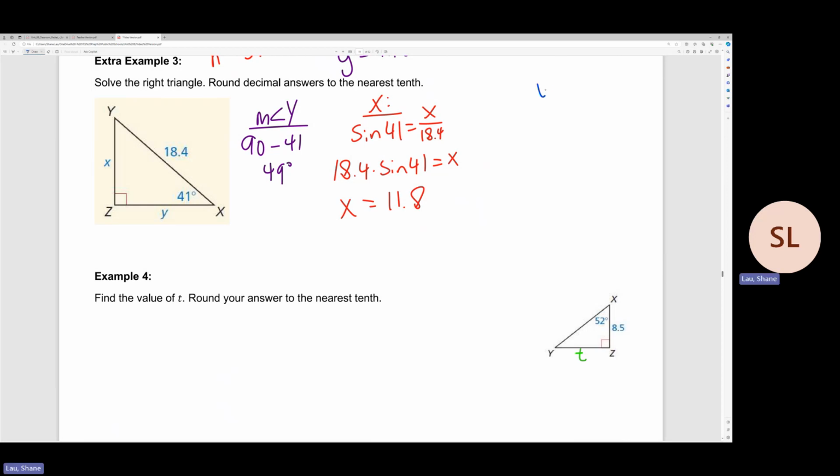Then we'll solve for the other side, y, with the exact same approach. With 41 degrees, y is the adjacent, and I still have my hypotenuse. So we'll use cosine 41 equals y over 18.4. And look at that, pretty much the exact same thing. I get y equals 13.9, and all is good.